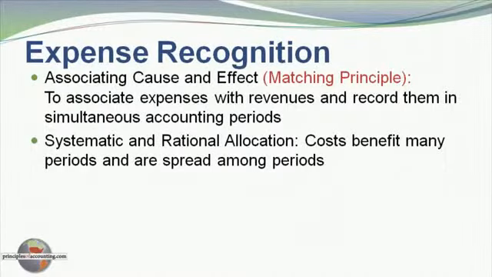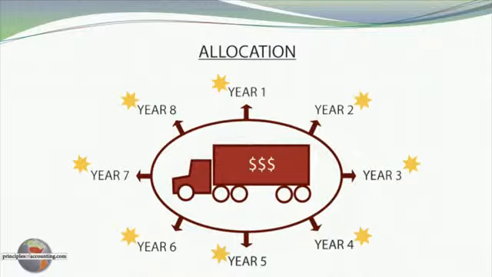Another basis for expense recognition is systematic and rational allocation. This occurs where costs benefit many periods. For example, suppose we bought a truck in a particular business. It might benefit, as in this case, 8 years of service. It's very difficult, although it's clear that that expenditure is necessary to drive the revenue production cycle, it's not at all clear how exactly that correlates to revenue.